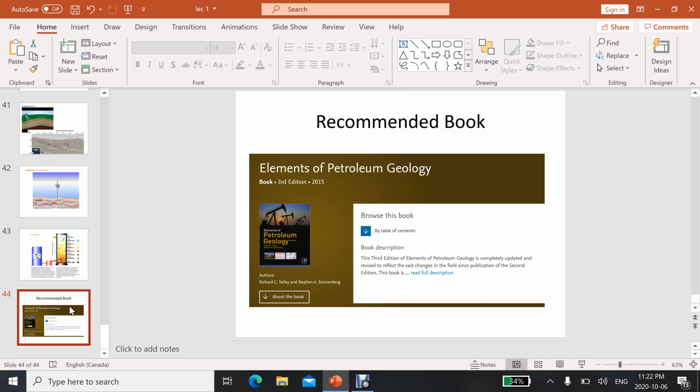Okay, here is your recommended book. I think I have shared that book in your classroom notes. So please find that book from there and let's start to read it. And before the next lecture, if you read the first two chapters, that will be very helpful for your understanding of basic ideas in petroleum geology. And if you feel any difficulty in understanding some of the concepts in those first two chapters of this book, let's discuss, let's ask some questions from that, and I will try my best to answer your questions.